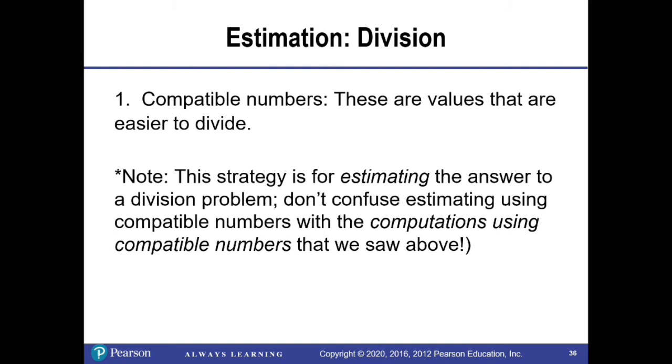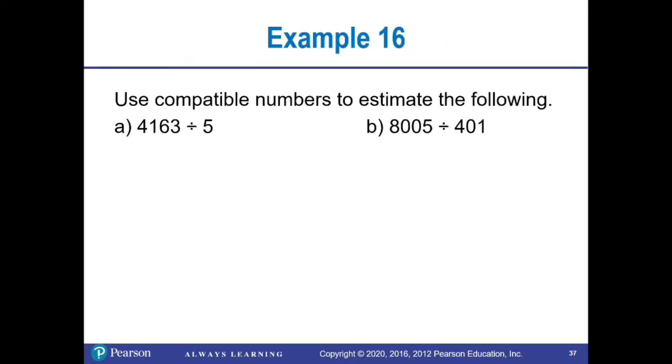Now that brings us to our estimation. With estimation, we can also think about our compatible numbers. But remember, with estimation, this is an estimate and not the actual answer. So be careful that you don't confuse compatible numbers with estimation and mental computations with our compatible numbers that we just looked at. So here I'm going to estimate. So this is not going to be the exact answer like we saw in the previous example.